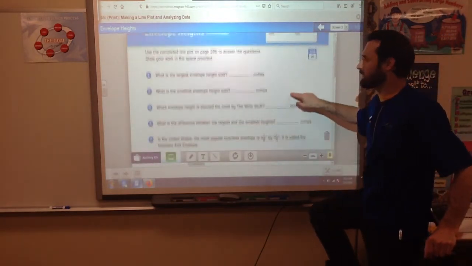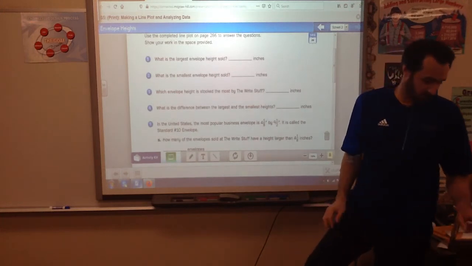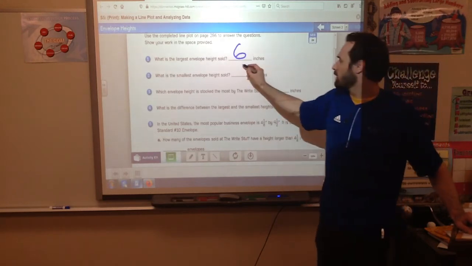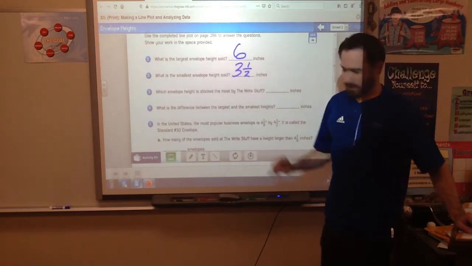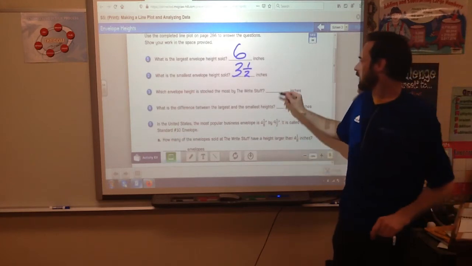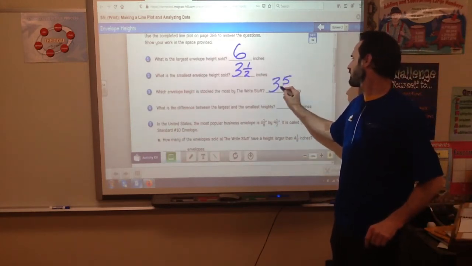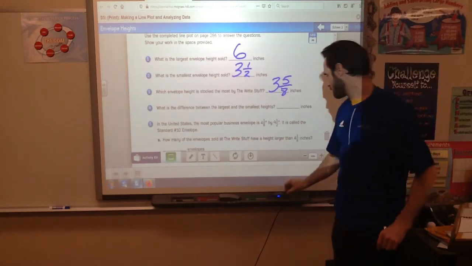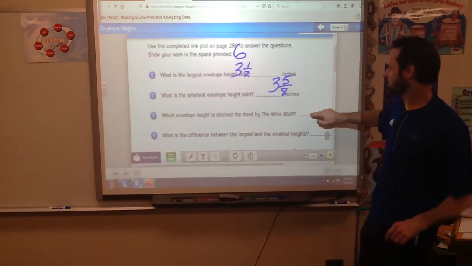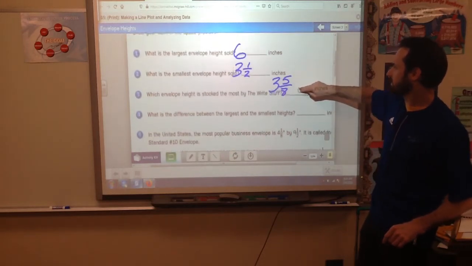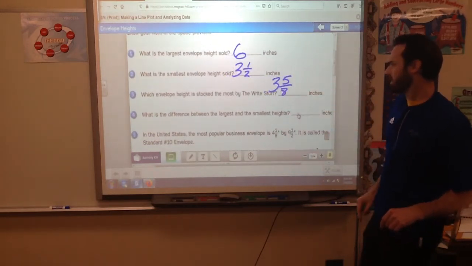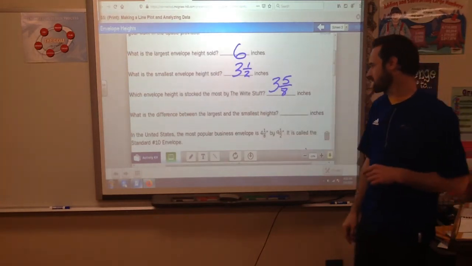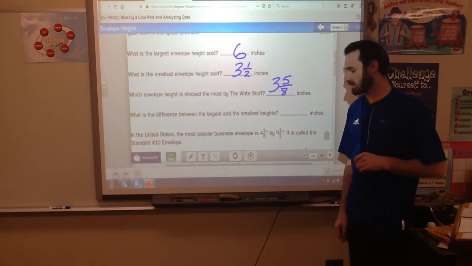So taking a look at this one, we did these first 3. You should have them written in from Thursday. Here we had 6. Here we had 3 1/2. And then we had 3 5/8. So we're on to number 4. And number 4 says, make it just a tish bigger, which messes all of those up, but that's okay. It says, what is the difference between the largest and smallest heights in inches.